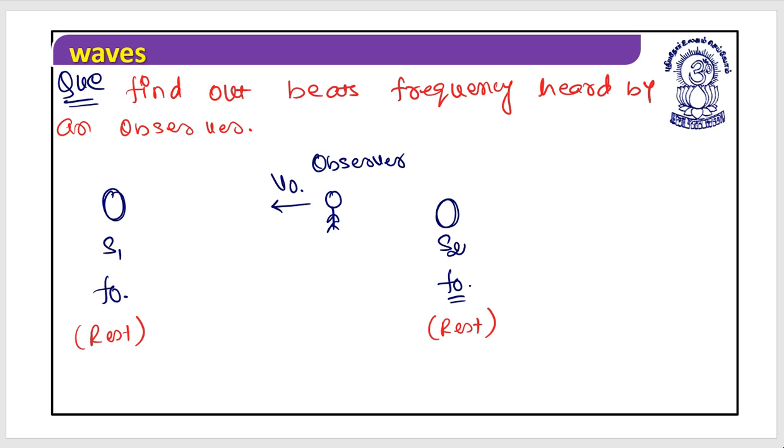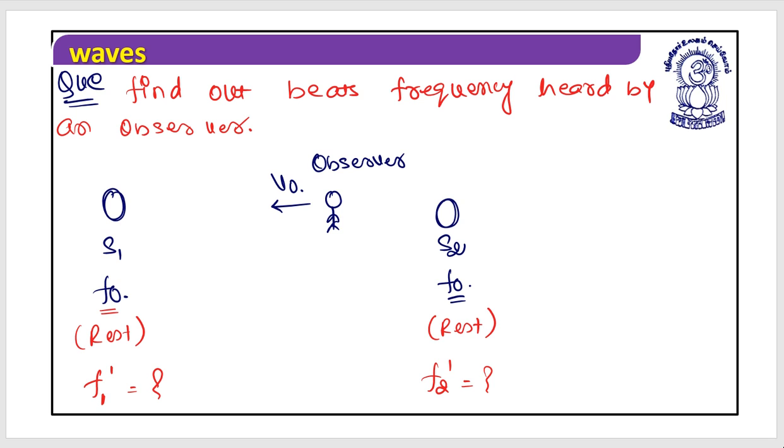How will you do this? What is to be done? What do you think? You need to find out the beats frequency heard by an observer. So basically, whatever frequency f naught the source produces, you will hear f dash, or let's say f1 dash for this source, and you are going to receive f2 dash for the other source. So the first task would be to find f1 dash and f2 dash, and then we can take the difference of these and find the beats frequency heard by the observer.